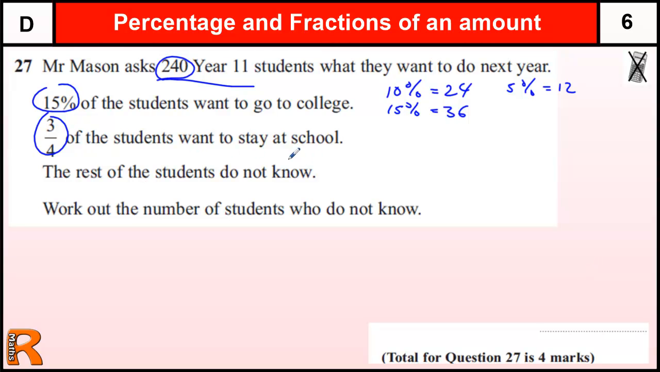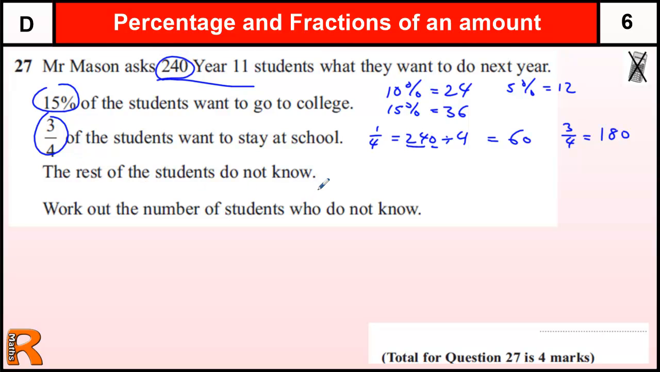3/4 of the students stay at school, so that's 3/4 of all the students, so 1/4 is equal to 240 divided by 4. Now 24 divided by 4 is 6, so 240 divided by 4 is just 60. So 3/4 of that is going to be 3 times 60, which is 180 students. And again, that's worth another mark.